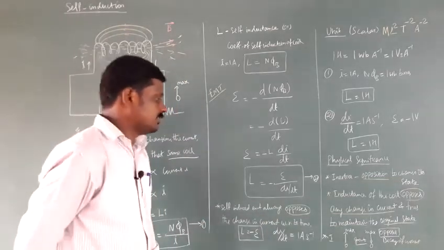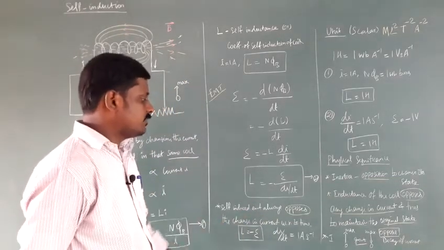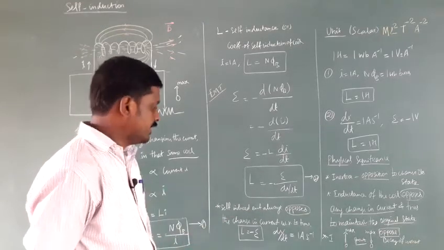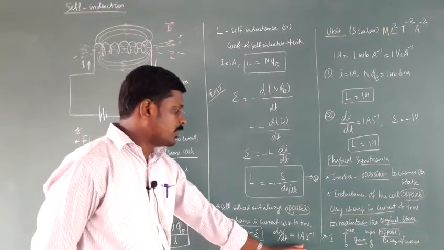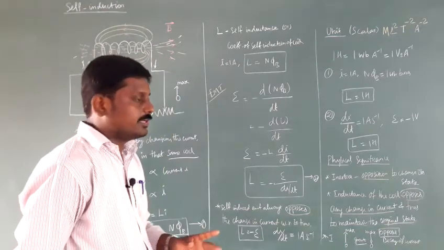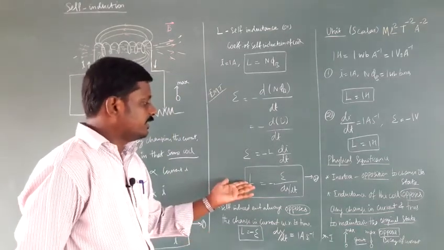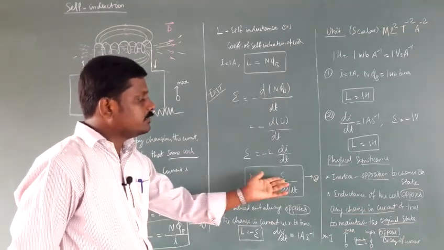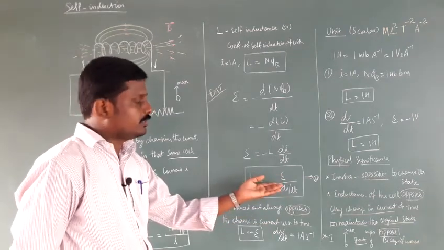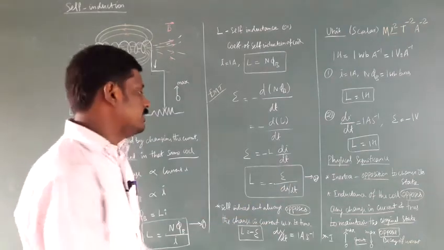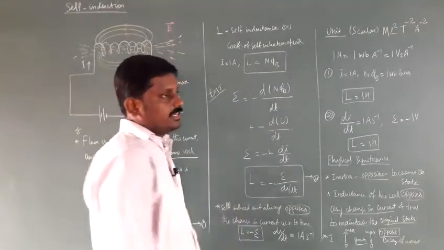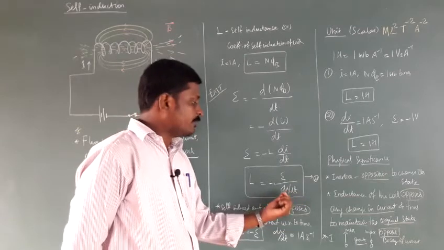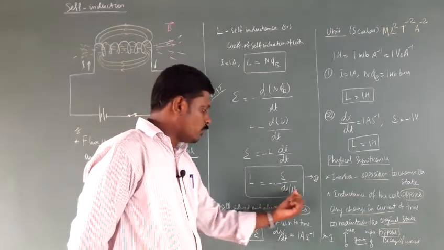From this we can write another form of the definition. If the change in current di by dt is 1 ampere per second, then the self-inductance is equal to the opposing induced EMF produced in the coil. So the self-inductance of the coil is defined as the opposing EMF produced in the coil when the rate of change of current is 1 ampere per second.